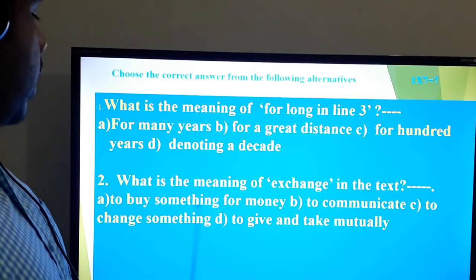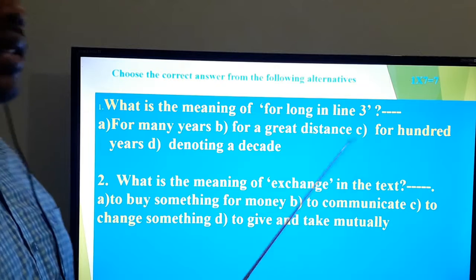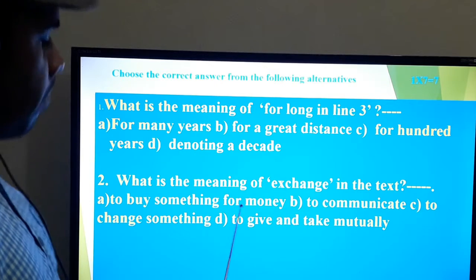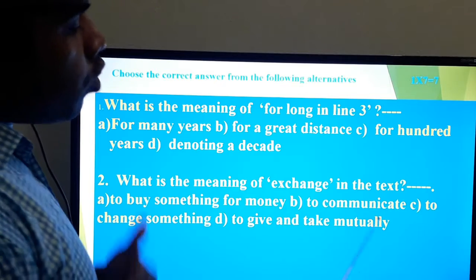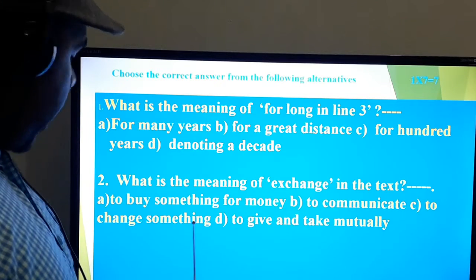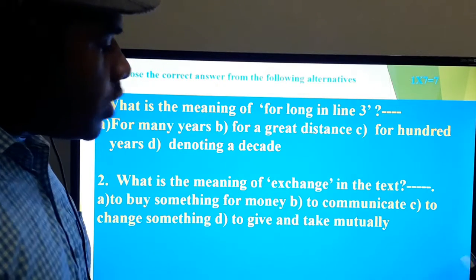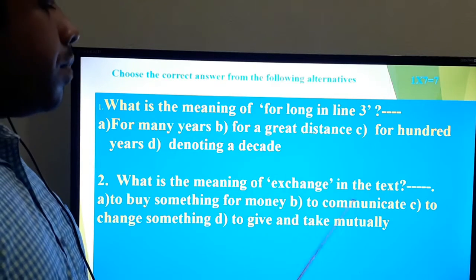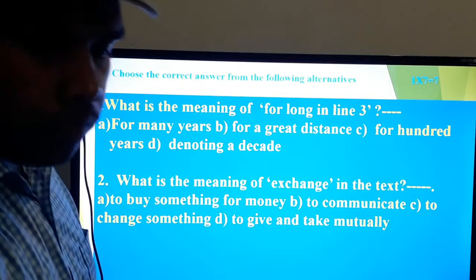Number 2, what is the meaning of "exchange" in the text? What is the meaning of exchange that we talked about earlier? To buy something for money, is it exchange? Or to communicate, to change something, to give and take mutually? What is the meaning of exchange? Exchange means to communicate.